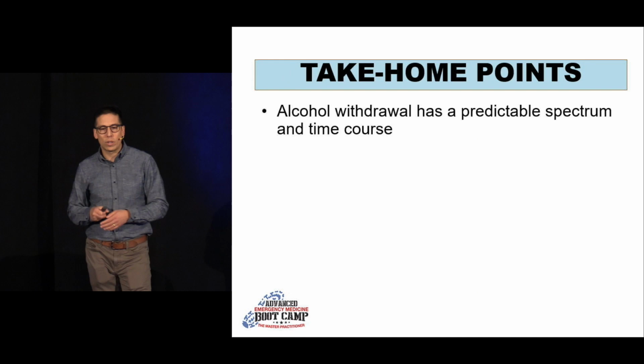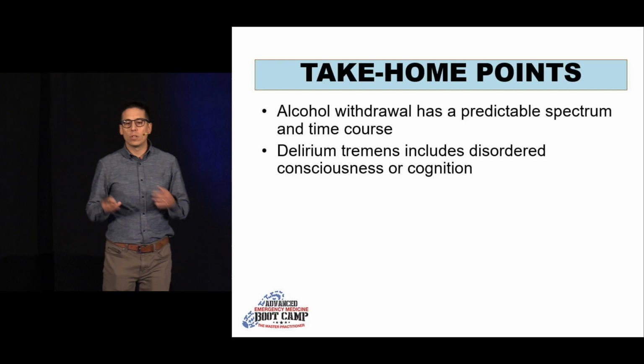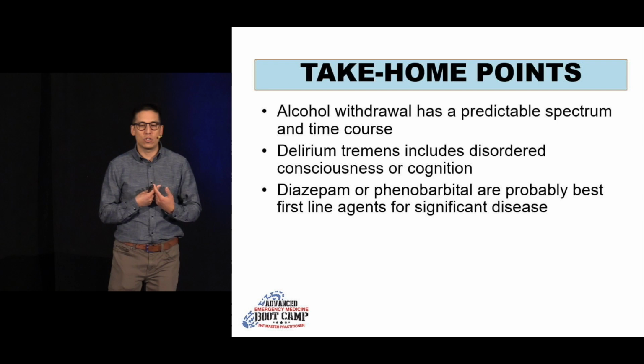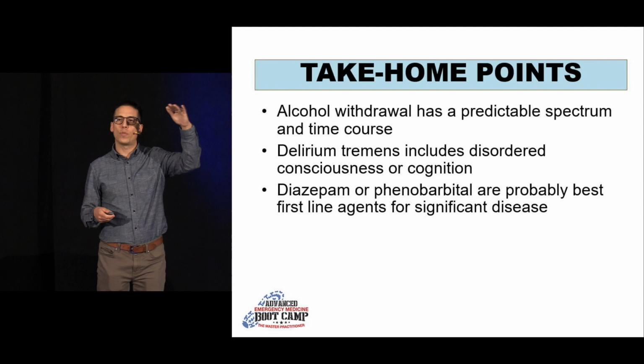So what are the take-home points? Alcohol withdrawal has a really predictable spectrum and time course. Delirium tremens has to have delirium. You have to have disordered cognition or consciousness in order to have fulminant DTs. Diazepam or phenobarbital, in my opinion, are the best first-line agents to treat this disease, and the strategy you want is this front-loading strategy. Get them good, and then hopefully mostly leave them alone.